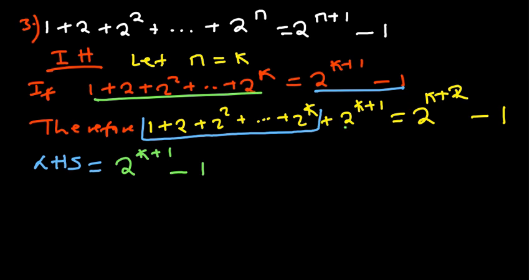Now don't forget there's a new term which is remaining there. So plus 2 to the power k plus 1. Now we need to prove that this is going to be equal to what is on the right hand side. So again, we can see that we've got like terms.